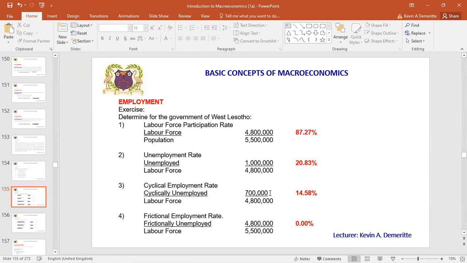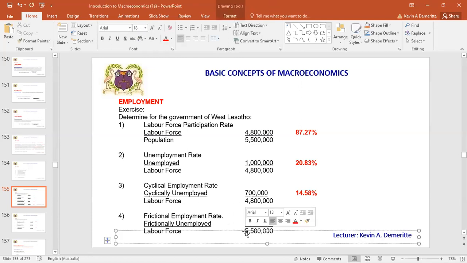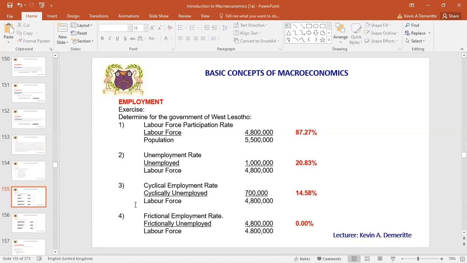Okay, fine. Now you have the frictional unemployment rate. So first of all, let me fix that bottom number, because you all said that I can't leave it like that. The labor force, we like to put on the bottom. Okay, that looks right.